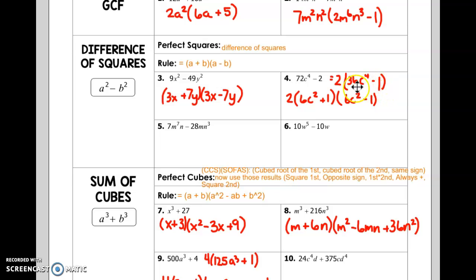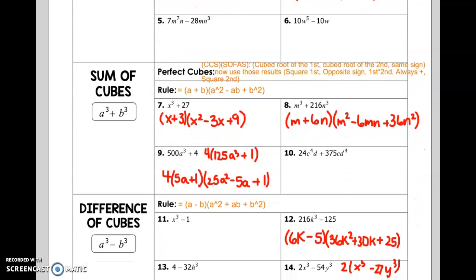Now this gets a little trickier, so I'm going to separate it out. Square root of 36 is 6. Square root of c to the 4th is c squared. So I should have 6c squared as my first term in both parentheses. Square root of 1 is positive and negative 1 here that we're putting in, and that should be our factored form. I left a couple open for you to try if you'd like to.